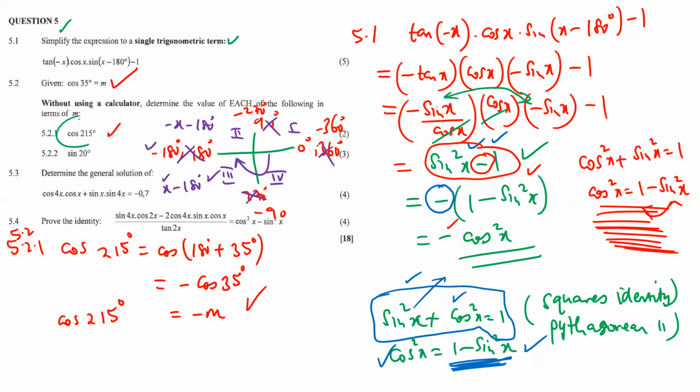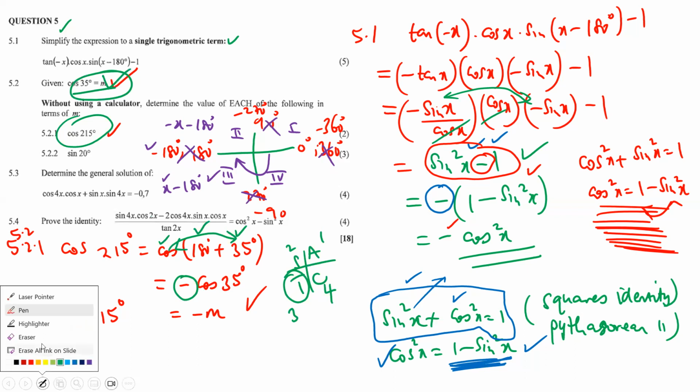It's cosine of 215 degrees. So 215 is 180 plus 35. It is in the third quadrant. If you look at the CAST rule, this is the first, the second, the third, and the fourth. In the third quadrant, it's only tan that is positive. So the cosine is negative, and then we just copy cosine of 35 degrees. What is cosine 35 in the question that was given?